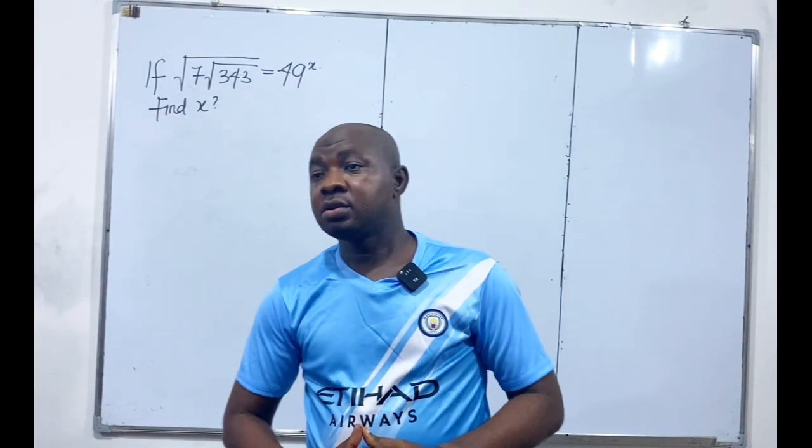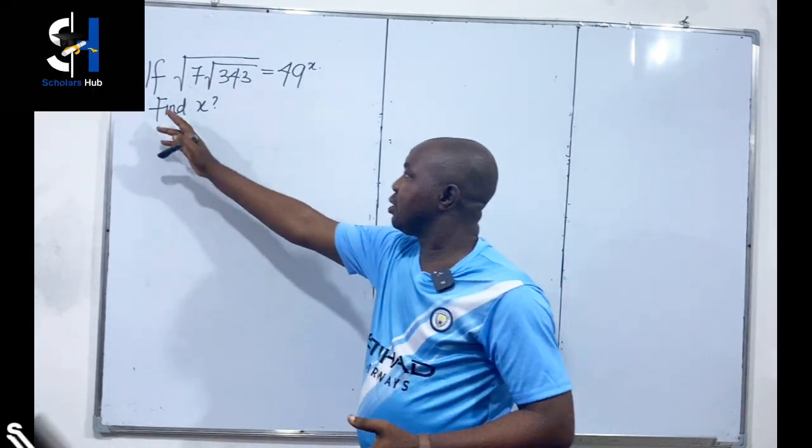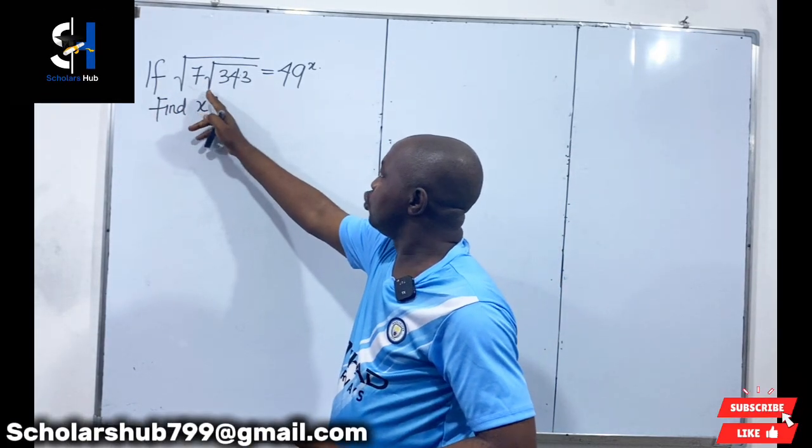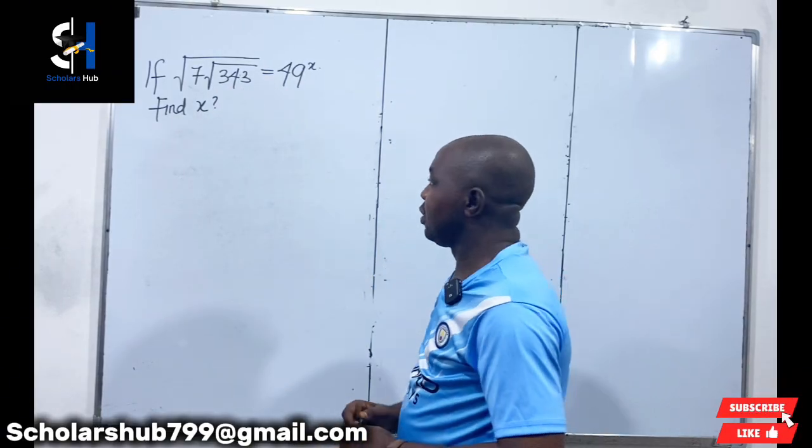Hello everyone. Now let's find the value of x. If radical 7 times root 343 equals 49 raised to the power of x.